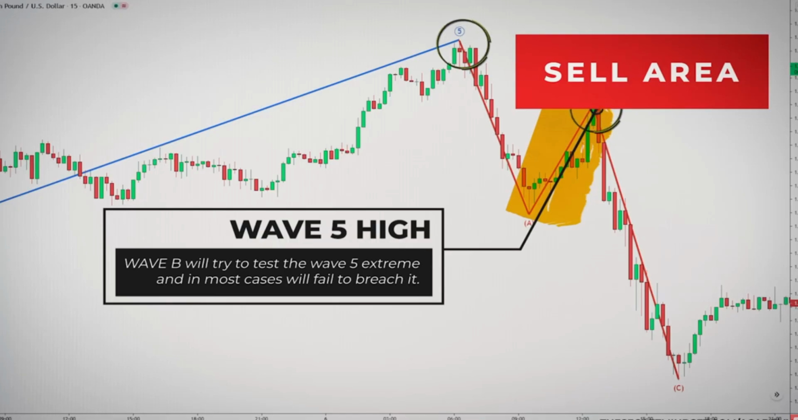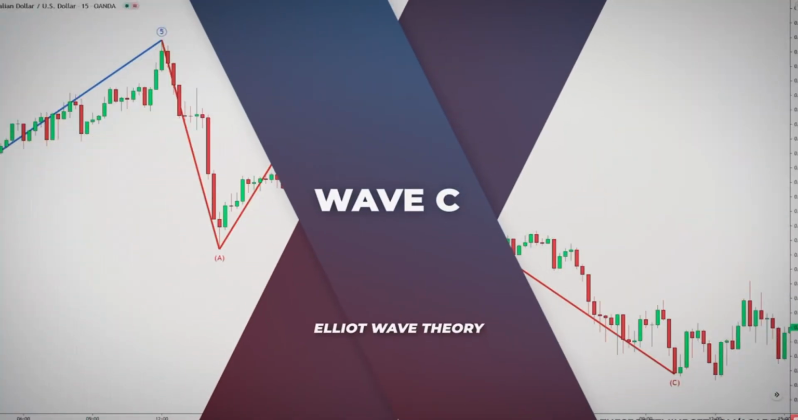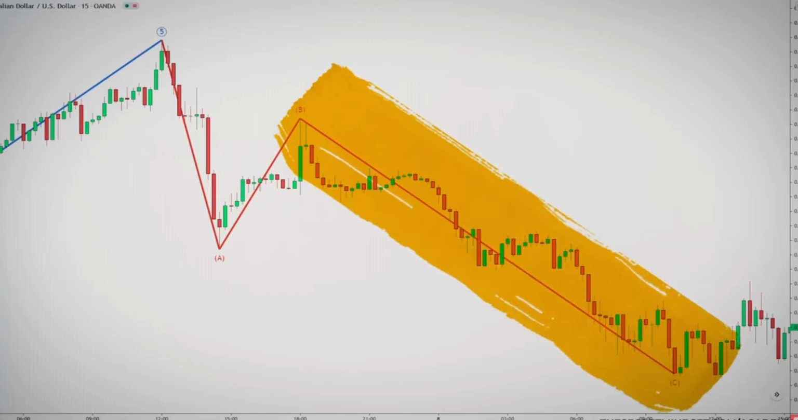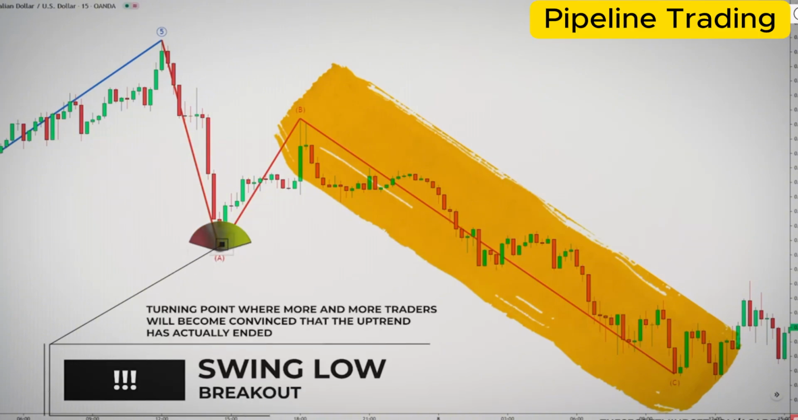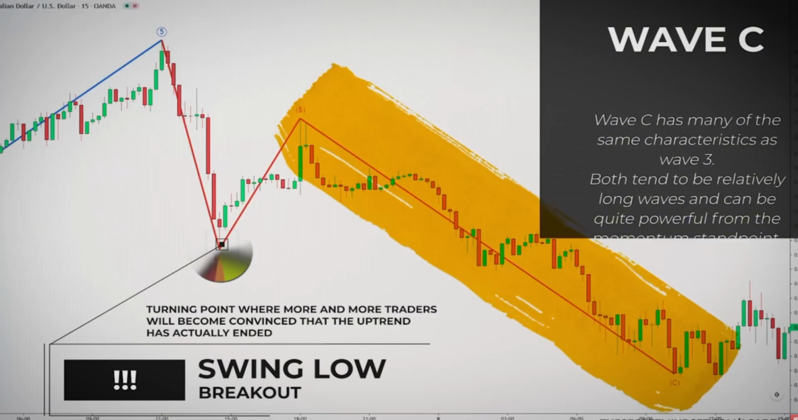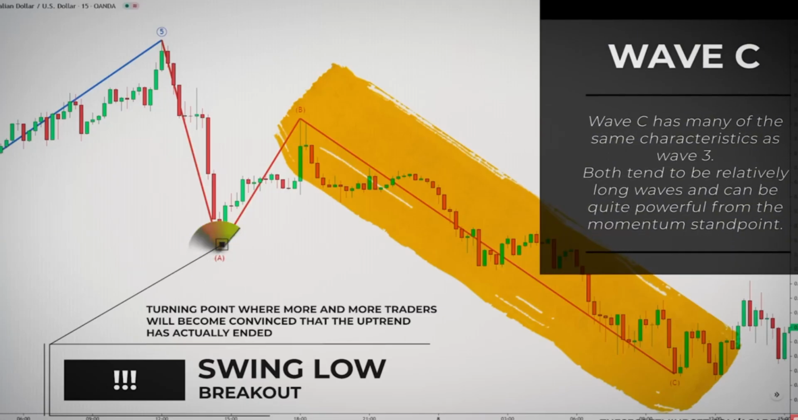After wave B completes, wave C will begin, and this wave marks the final leg within the entire corrective structure. When the low of wave A is taken, that will mark a turning point where more traders will become convinced that the uptrend has actually ended, and the market is poised for lower prices. Wave C has many of the same characteristics as wave 3. Both wave C and wave 3 tend to be relatively long waves and can be quite powerful. Wave C is often equivalent to the length of wave A.